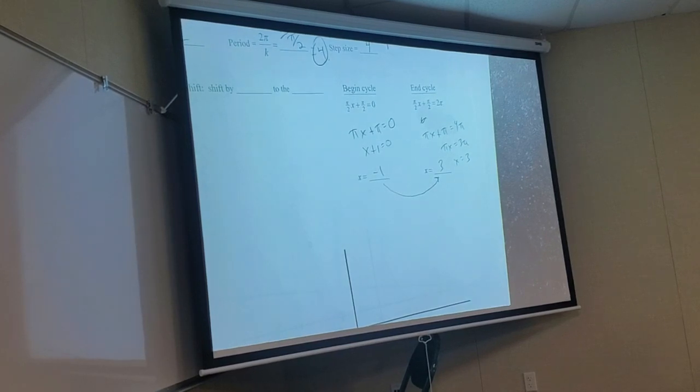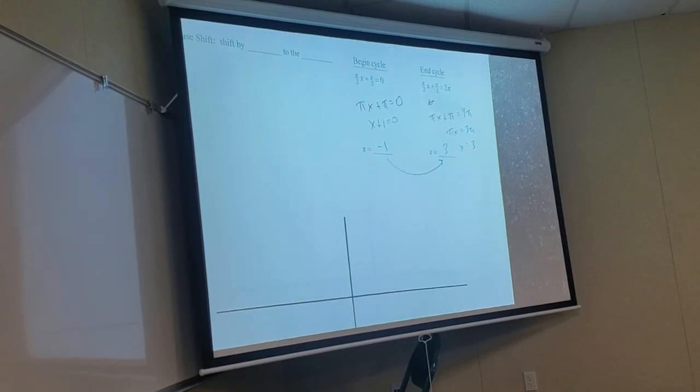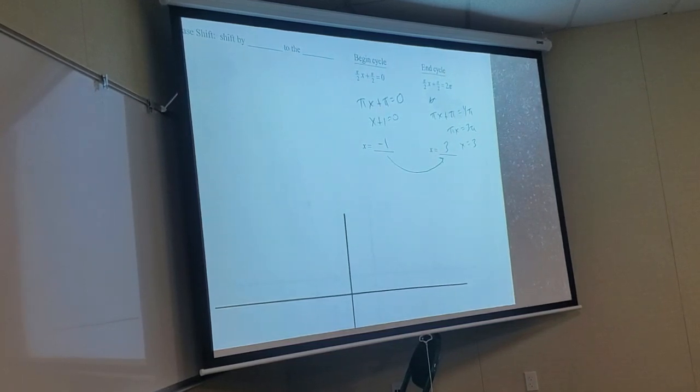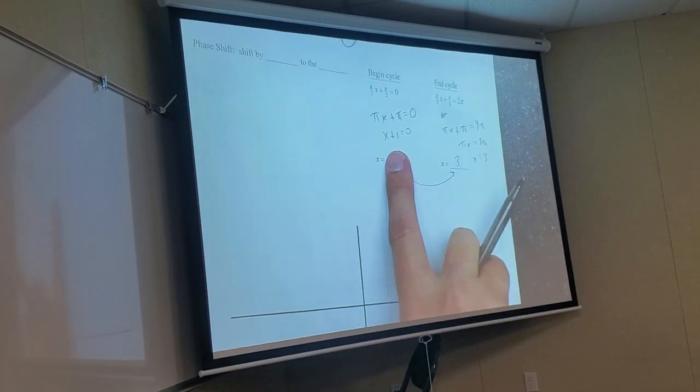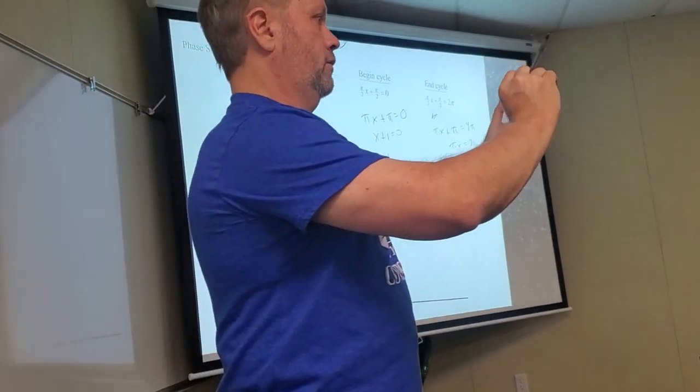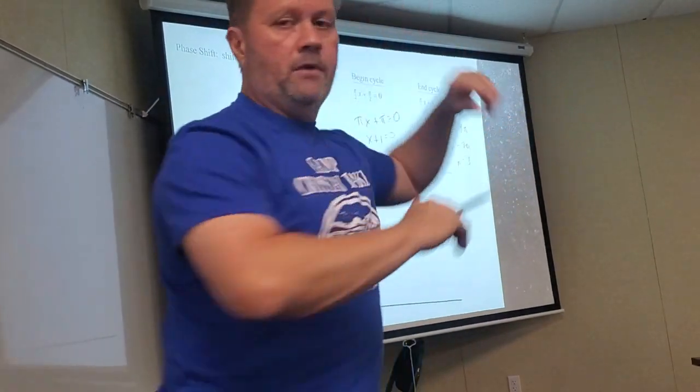Yeah. So our graph is going to end at 3. Good. It's not ending at 4. No. If it ended at 4, the period would be 5. Yes? Because where did this start? -1. So if this started at 0, it would end at 4.